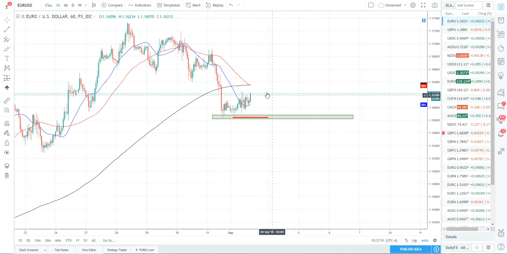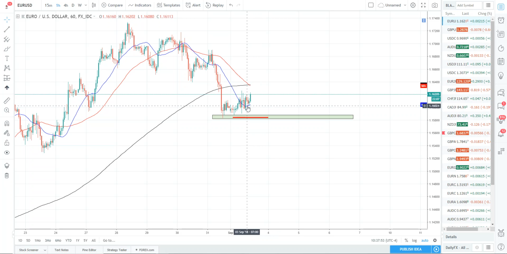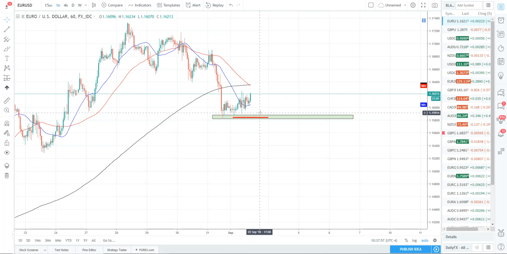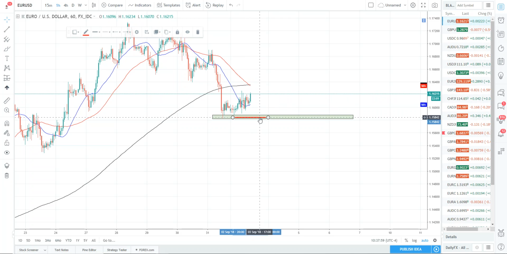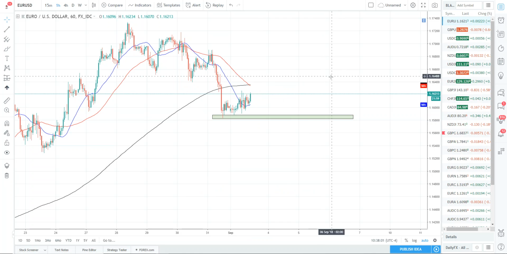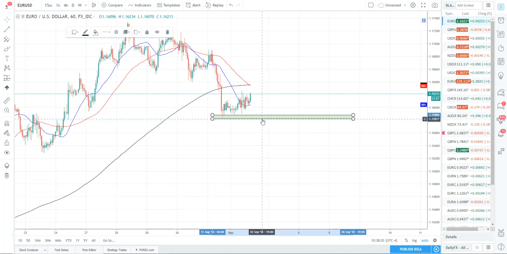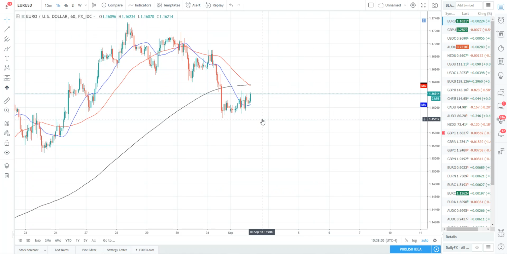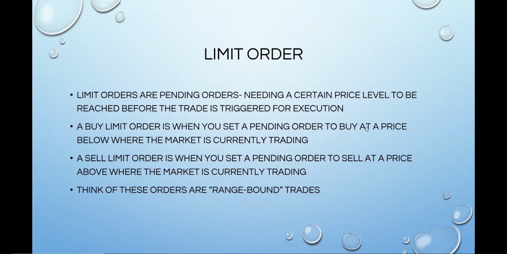So our buy limit for a buy order is going to be below where price is currently trading. We want price to retrace or fall lower to hit our support, wherever our limit entry is, and that's going to be our trigger to get into the trade long, and to execute the entry. All right, so that should explain limit orders to you guys.